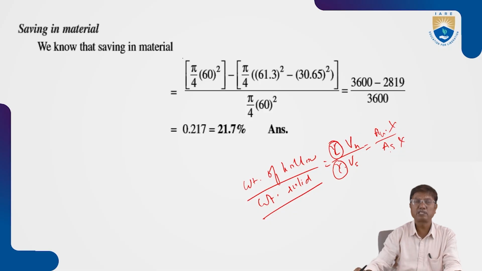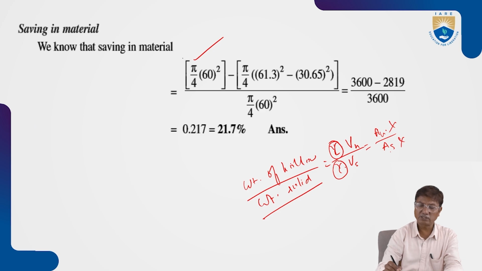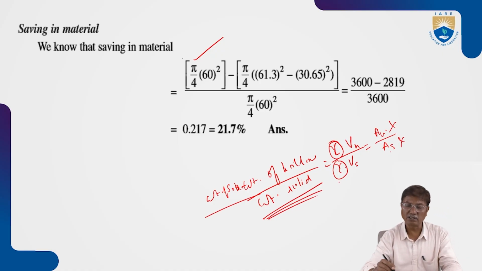So for the ratio of saving in material you need, weight of solid shaft minus weight of hollow shaft, divided by weight of solid, into 100. That gives the percentage saving in material.